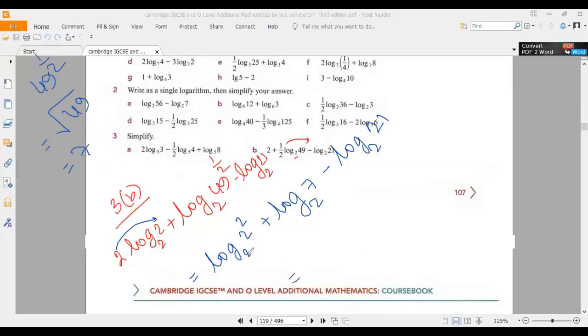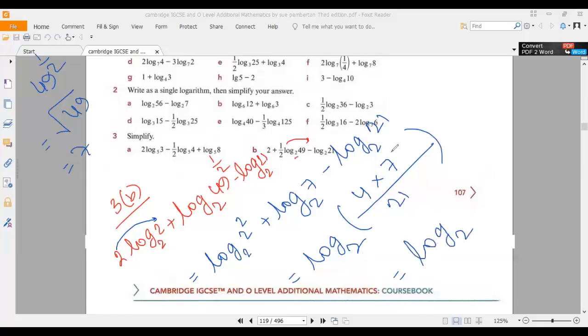Now, since all the bases in this logarithm are the same, we can use this idea. For plus, there should be multiplication: 7 times 3, and for subtraction there should be division: 21. Done. So log base 2 of 21 by 7 will be 3. So our final answer can be written as log base 2 of 4 by 3. So log base 2 of 4 by 3 will be the final answer of number 3. I hope you understand this one properly.